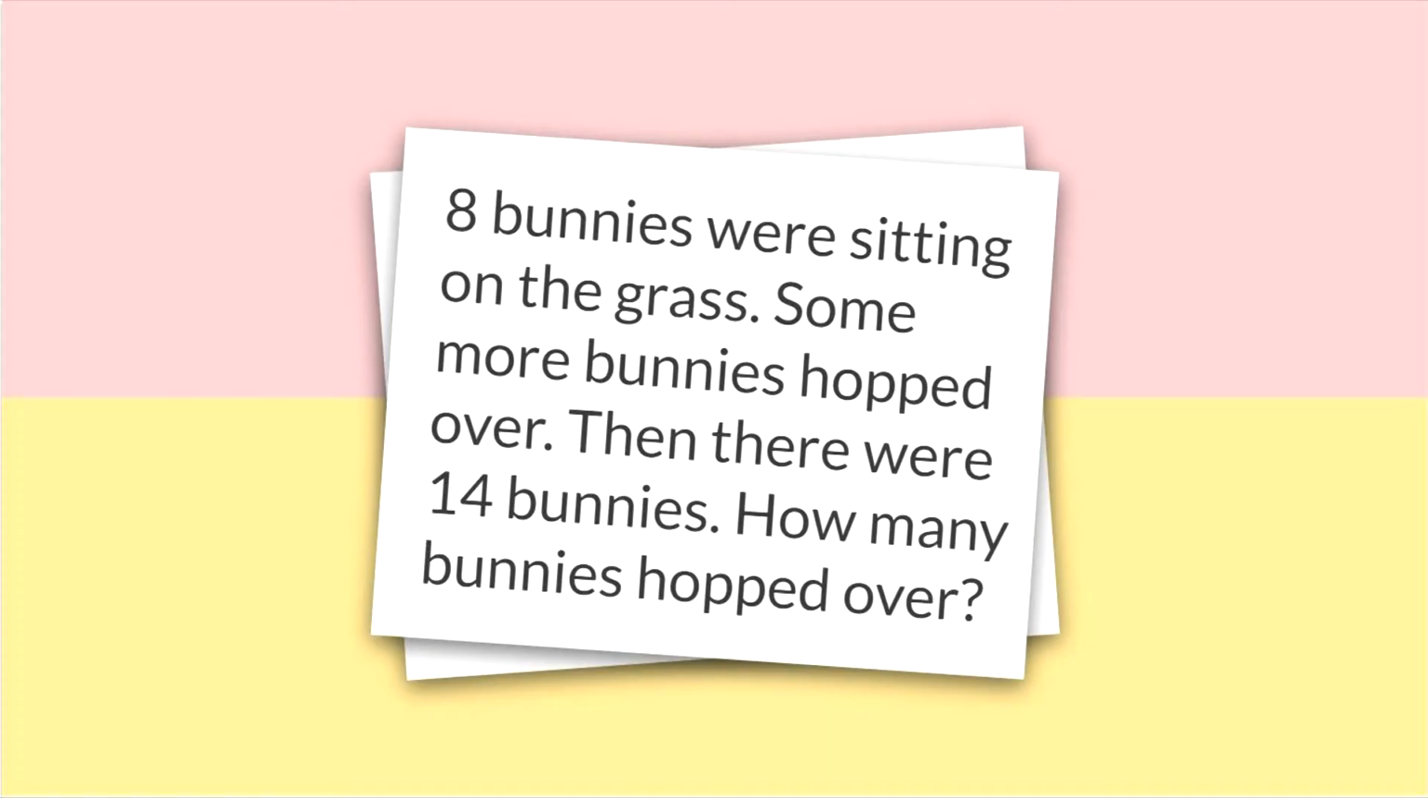Another one. 8 bunnies were sitting on the grass. Some more bunnies hopped over. Then there were 14 bunnies. How many bunnies hopped over? So now let's try to act it out using numbers we can hold. Once again, I'm going to use the numbers 2 and 5. 2 bunnies were sitting on the grass. Some more bunnies hopped by. And now there was 5.